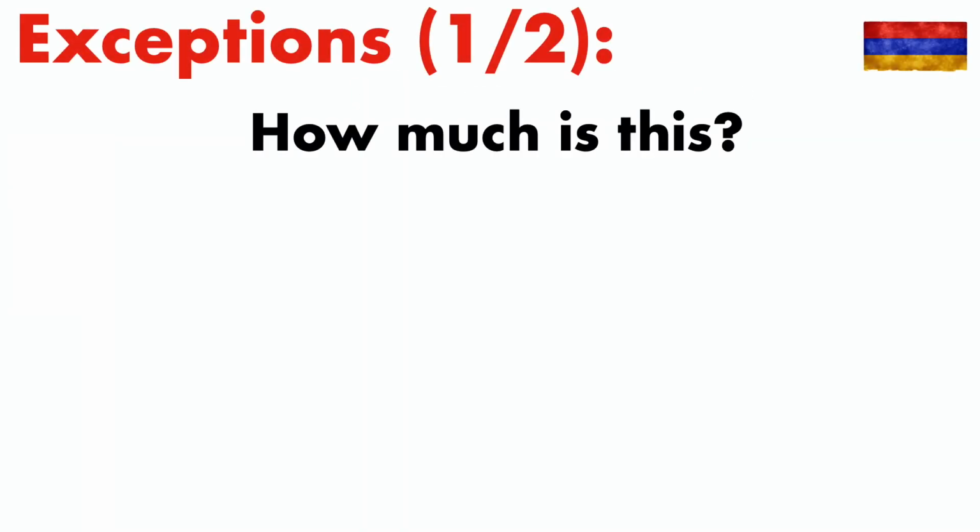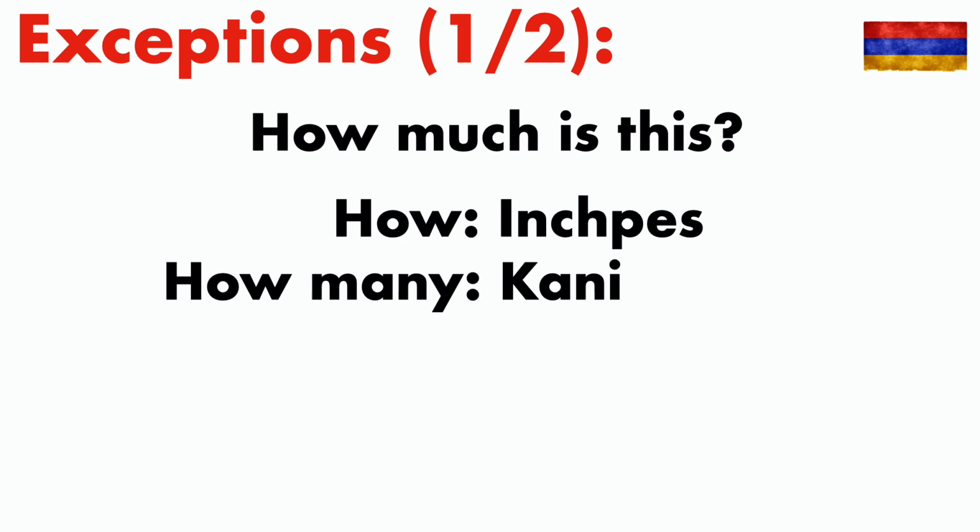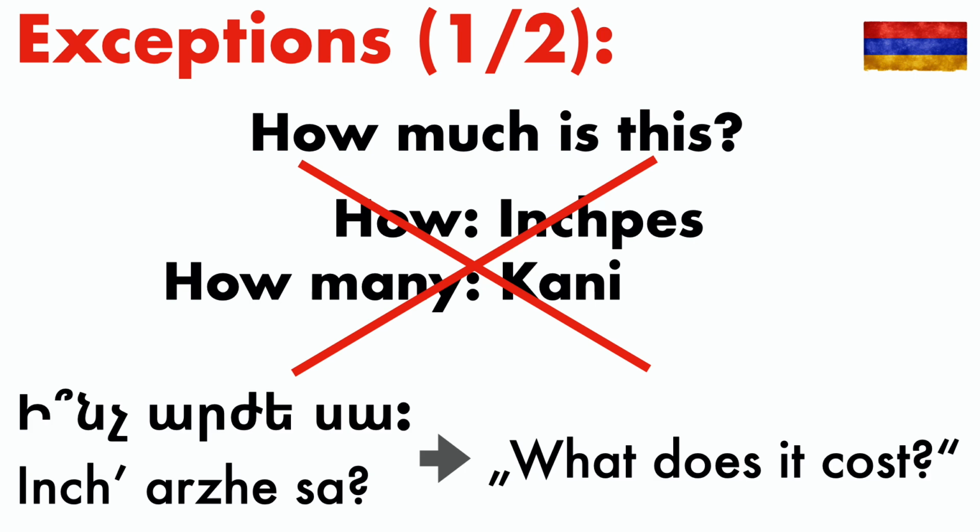Now, before we end the video, I would like to show you two exceptions for two very useful questions. The first one is, how much is this? From what we learned before, one might simply translate the sentence with inchbes or kani, but this is wrong. In Armenian, this question is asked in a different way, which could be translated to, what does it cost? So you would form the question with the question word what, or inch, which is inch arje sa.